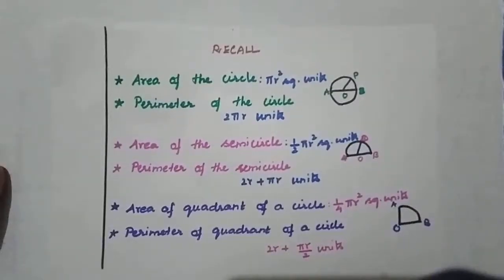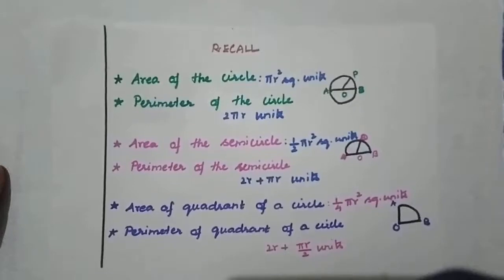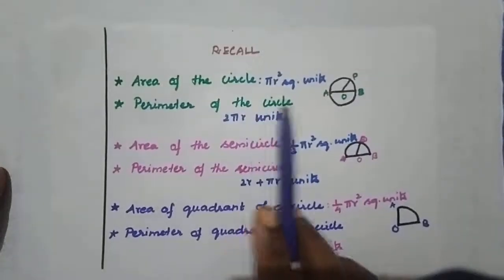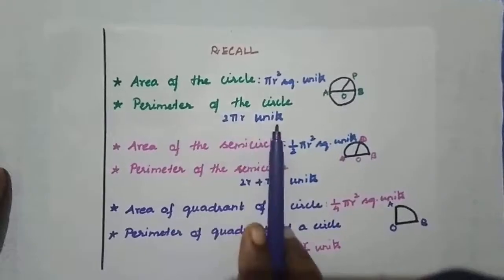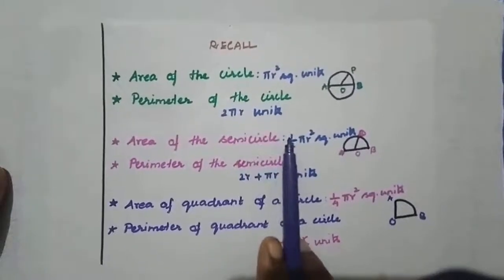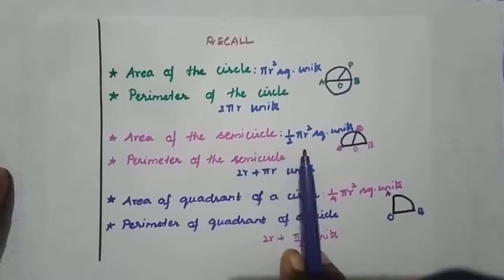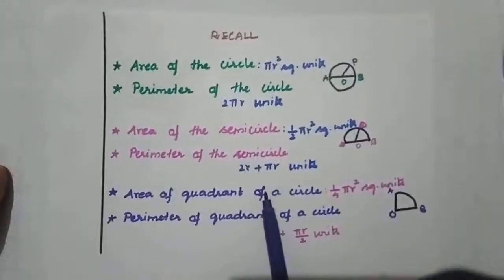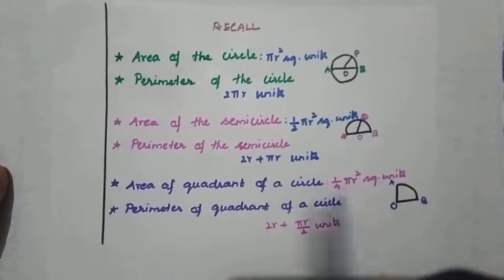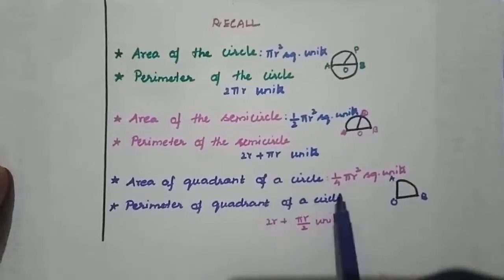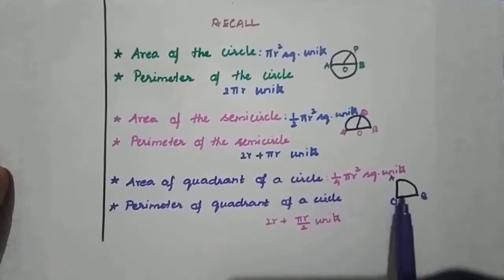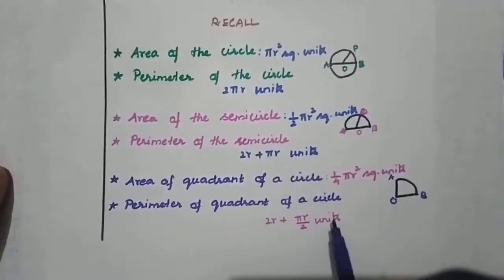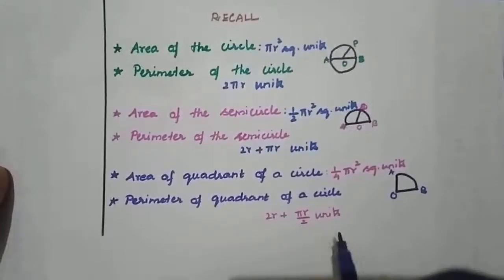Let us recall what you have learnt in today's class. Area of the circle is pi r square, square units. Perimeter of the circle is 2 pi r units. Area of the semicircle is 1 by 2 pi r square, square units. Perimeter of the semicircle is 2r plus pi r units. Area of quadrant of a circle is 1 by 4 pi r square, square units. Perimeter of quadrant of a circle is 2r plus pi r by 2 units. Is it clear? Yes. Thank you.